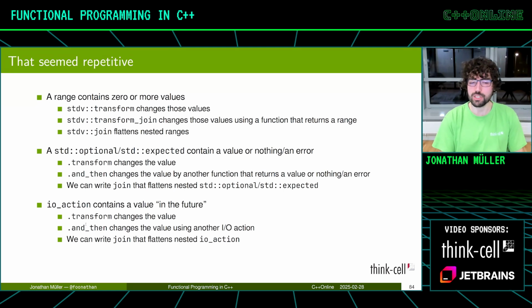Similarly, we have and then, if you want to change the value with something that involves another I/O action. And this prevents the nesting of I/O action inside I/O action. We can also imagine writing a join that flattens a nested I/O action. But crucially, this is different compared to the other ones, because if you've got a range or an optional, you can get the value out of there. If you've got it in an I/O action, you don't really get the value out of there.